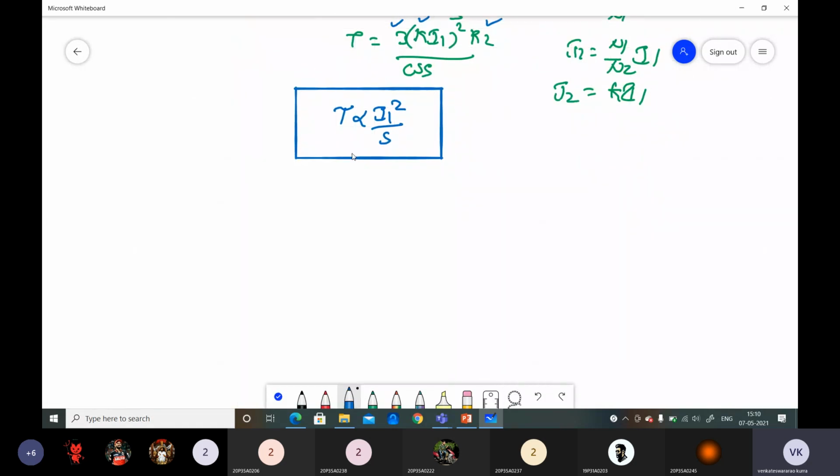Now if you want to find the full load torque, TF, the full load torque, is proportional to IF square by SF, where IF means full load stator current. Here we represent in terms of stator currents; I1 is the stator current. This is the full load torque. Coming to starting torque, before calculating starting torque, calculate the starting current.